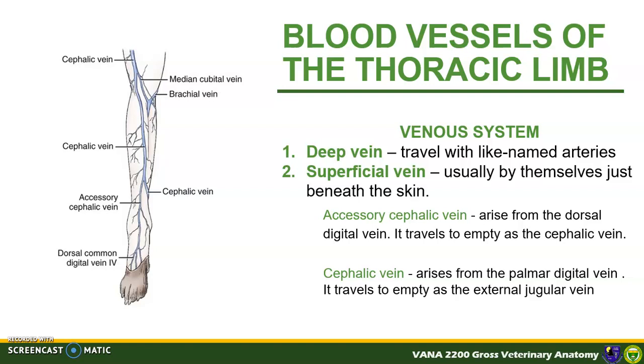It is joined by the accessory cephalic vein before continuing up the cranial surface of the forearm and lateral surface of the arm under the brachiocephalic muscle. It empties into the external jugular vein. This is the most common vein used in collecting blood.